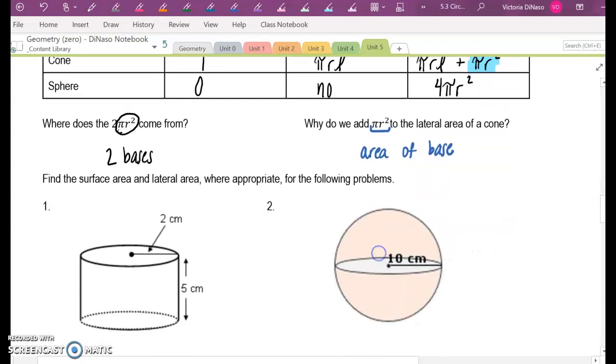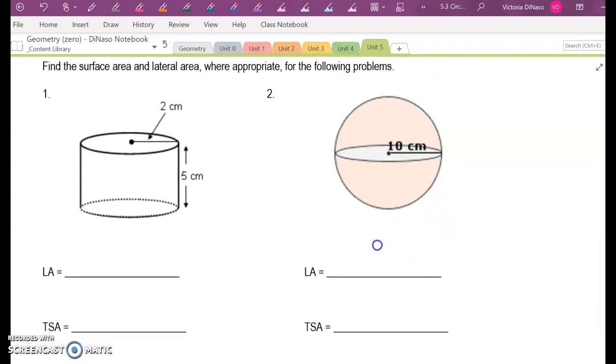All right, so for all of these, we're going to find the surface area and lateral area where appropriate. We're going to be going straight to our formula sheet and just applying all of those formulas directly. The first shape is a cylinder. So to find the lateral area of a cylinder, we have 2 pi, and then we have the radius, which is 2, and then my height, which is 5. So we have 2 pi times 2 times 5. You're typing directly into your calculator 2 times 2 times 5. You're going to get 20 pi.